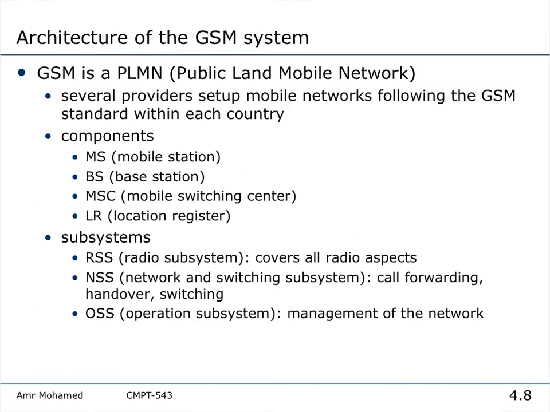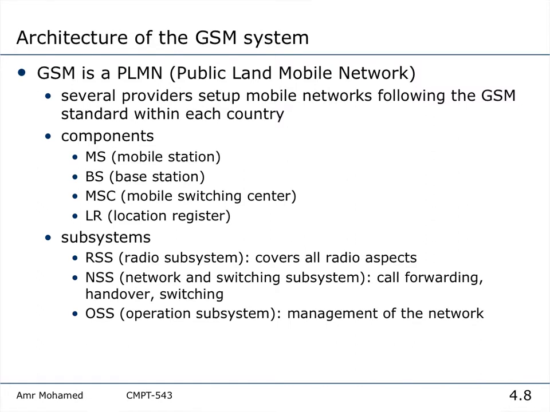So in terms of components, we have the mobile station. We talked about the mobile station before, including the mobile terminal and the terminal equipment. And we have the base station, which constitutes the big tower. And we have the mobile switching center. We'll talk about that, which is sort of the brain of the system. And we have the location register, which is actually divided into multiple databases. We'll talk about each database and what is the purpose of this database.